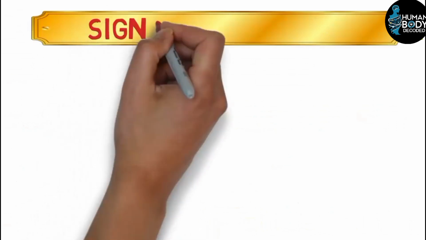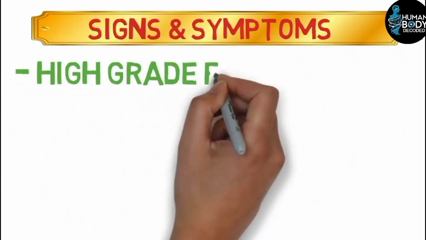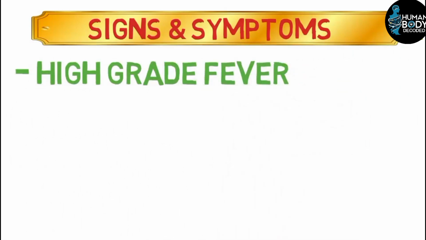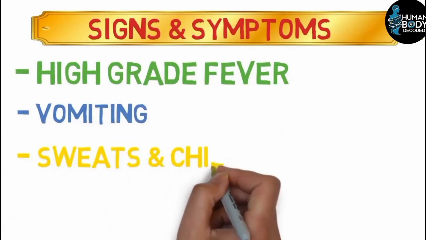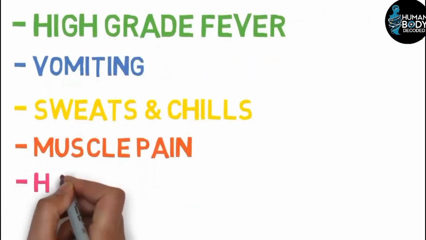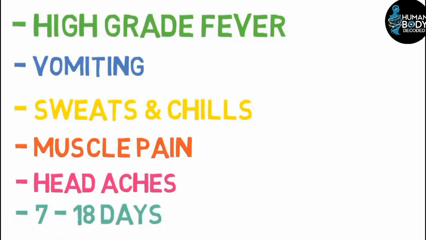Signs and symptoms of malaria. What are the signs and symptoms of malaria? Here are the main indicators: high-grade fever, temperature over 100 degrees Fahrenheit, vomiting, sweating and shivering, muscle pain, headache, and fever that lasts between 7 to 18 days. If you notice these symptoms in someone, it's very likely they have malaria. It's crucial to consult a doctor immediately for proper diagnosis and treatment.